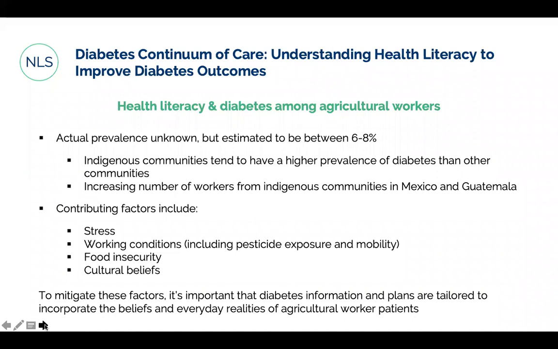The issue of mobility is important as well in thinking about migrant farm workers, especially because it's difficult to ensure continuity of care for diabetes patients as they travel between crops, often to different states, all within the course of a calendar year. Food insecurity is also a huge issue when it comes to diabetes prevention and management.